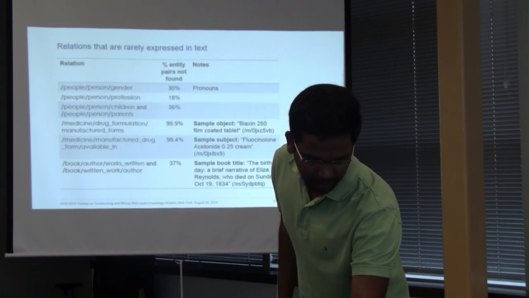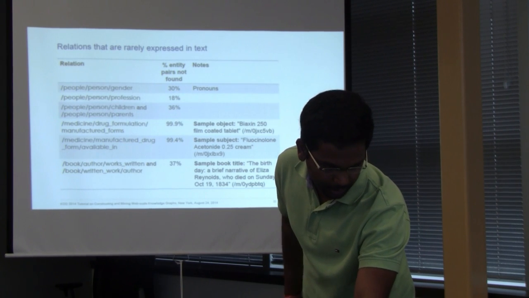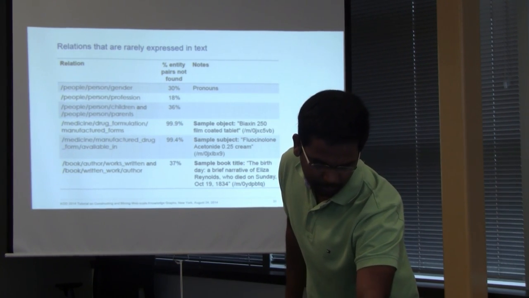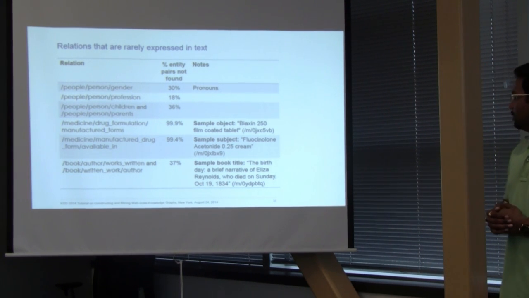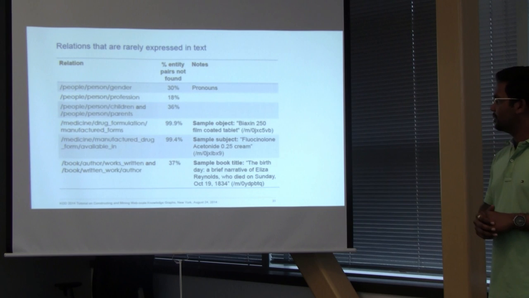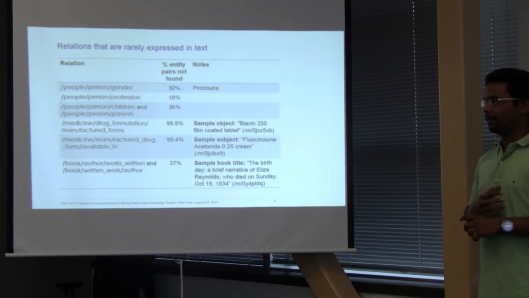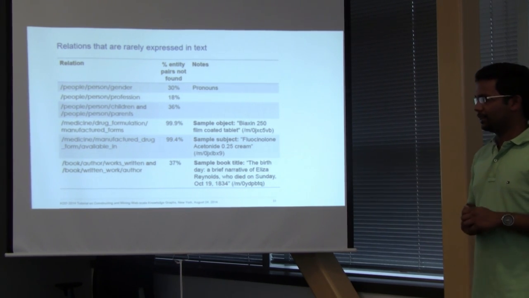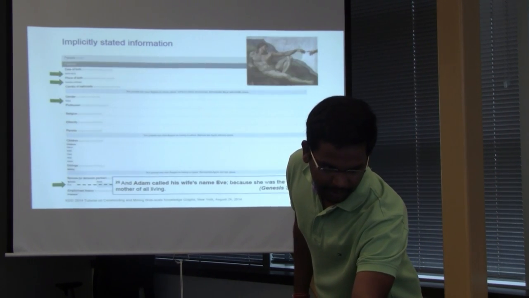So there are some limits on how automatic extraction can work. So what are the major challenges in the extraction? Like, if you see the relationships in the previous, the percentage of pay is not found for the relationships, gender, profession, children, parents, and all these are not explicitly mentioned anywhere in the text, but they have to be implicitly extracted.